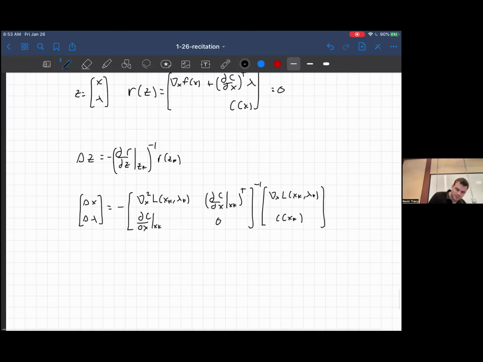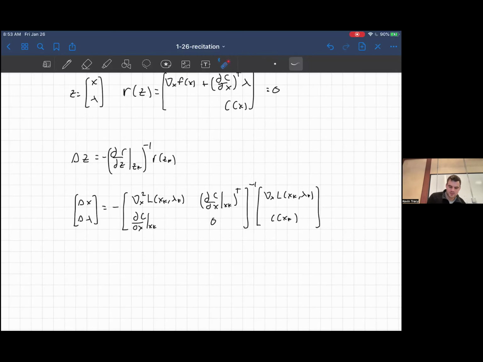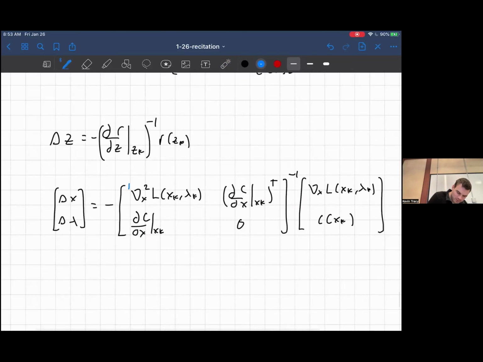So this is how I compute Newton steps for this system. And there's one term here that we haven't quite talked about. We wrote out what this is. Here's our constraint function. Constraint Jacobians, pretty straightforward. This is the one term that we're still a little unsure about. So let's spend a second thinking about what this would be.